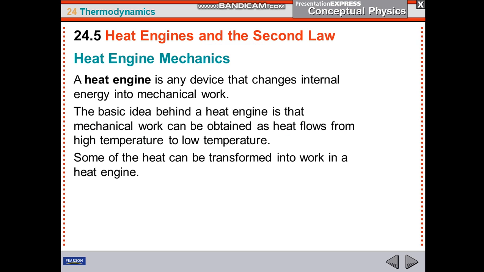Heat engine mechanics. A heat engine is any device that changes internal energy into mechanical work. The basic idea behind a heat engine is that mechanical work can be obtained as heat flows from high temperature to low temperature. Some of the heat can be transformed into work in a heat engine.